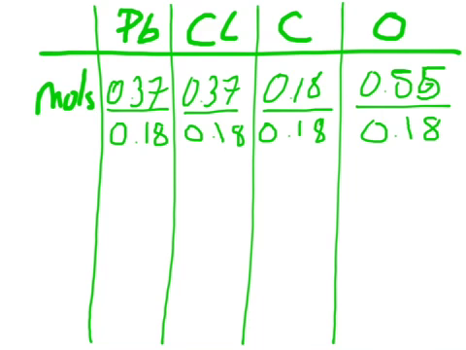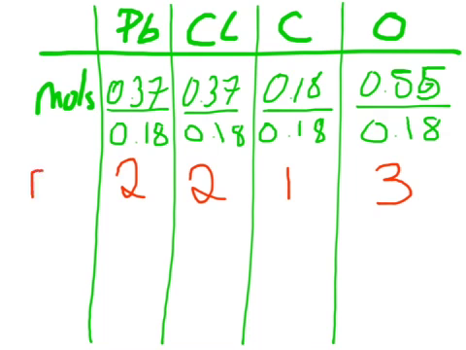So 0.37 divided by 0.18 is effectively going to come out as 2, as will this, as will carbon. It will come out as 1 because the number divided by itself is 1, and 0.55 divided by 0.18 is effectively equal to 3.